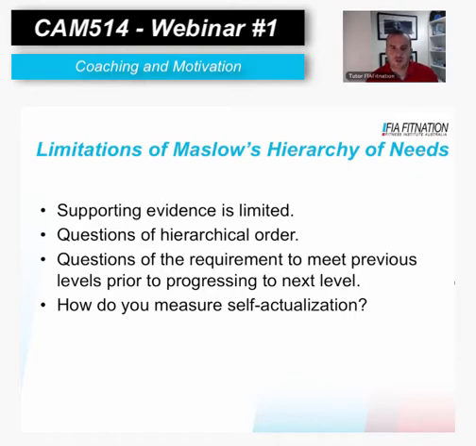The next part is, how do you actually measure self-actualization? Does it have an actual quantifiable measurement? How do you measure someone's potential? Can they keep improving? So these are some of the main questions, and something that I suppose you need to consider if you are going to apply this theory to your clients.